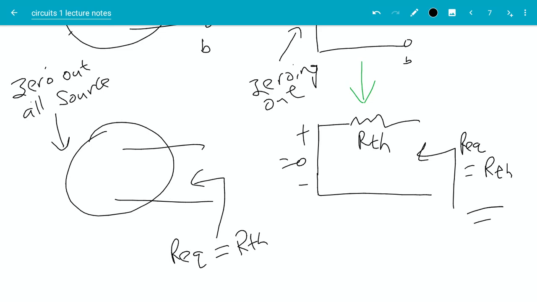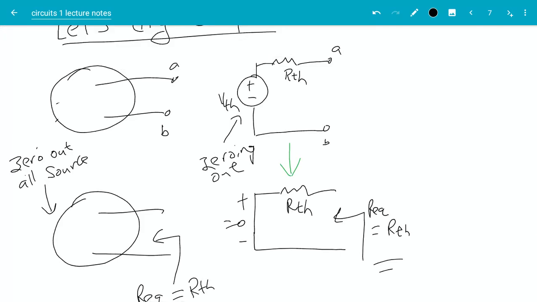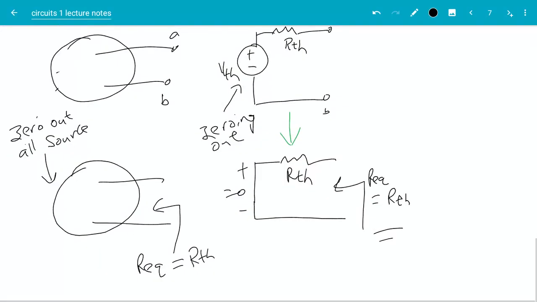Okay, so when I say these two circuits behave the same way, it's actually in a much deeper sense, right? It means if I zeroed all the voltage sources on the right hand side and measured the equivalent resistance, I should get the same equivalent resistance if I do the same thing on the left hand side. See, again, this is a very profound statement I'm saying here.